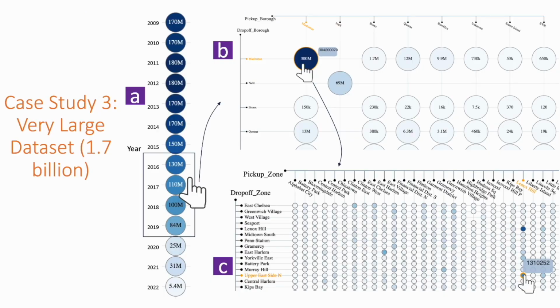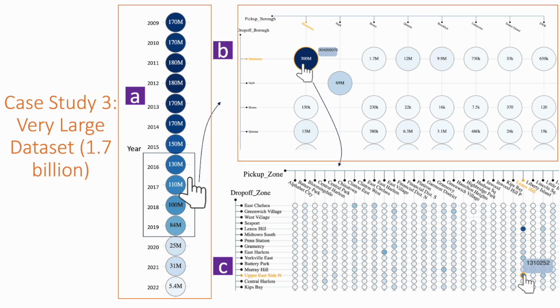As an example of large-scale analysis, we analyzed 1.7 billion taxi rides in New York City to identify hotspots for rides. We started by pivoting the taxi rides by the years. The number of trips has gradually declined over the years. We then selected 430 million trips from 2016 to 2019 and partitioned them by their pickup and drop-off boroughs. As expected, most taxi rides originated and ended in Manhattan. We can further project the Manhattan trips in a new view and partition these trips by their pickup and drop-off zones within Manhattan.